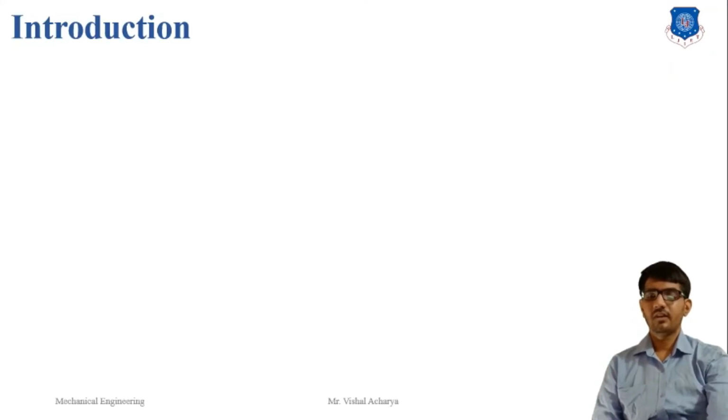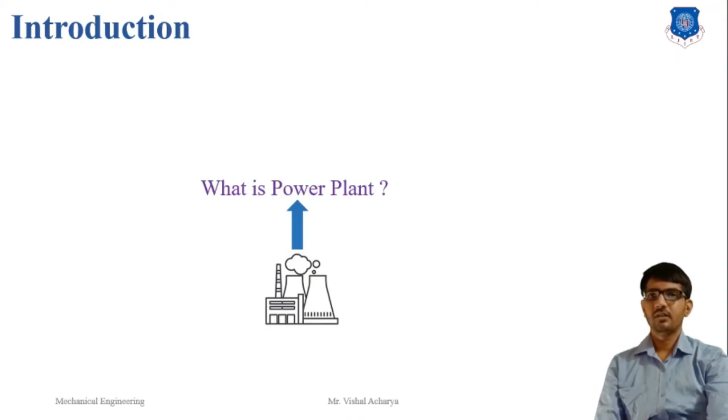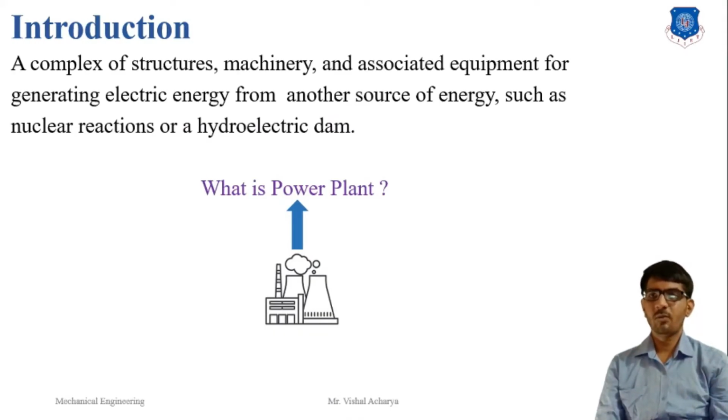Our next question is, what is a power plant? A power plant is a complex of structure, machinery and associated equipment for generating electrical energy from another source of energy, like nuclear energy, chemical energy, fossil fuel energy, solar energy, wind energy and hydroelectric energy. Generally, we say that a power plant consists of a set of steps in a series for producing electrical power.